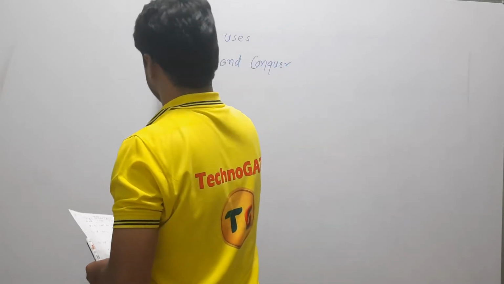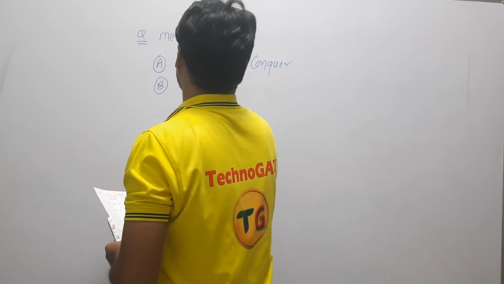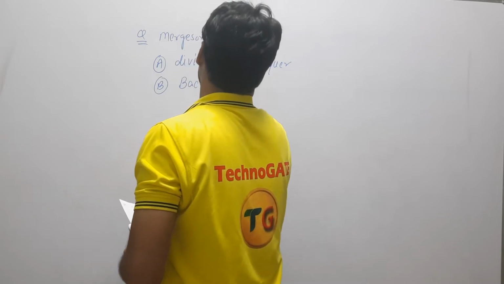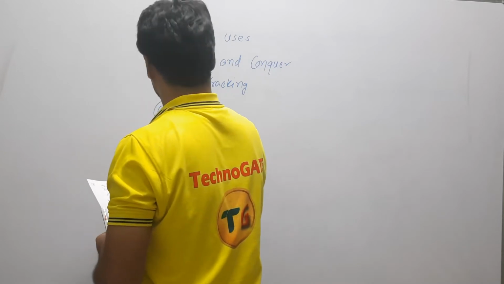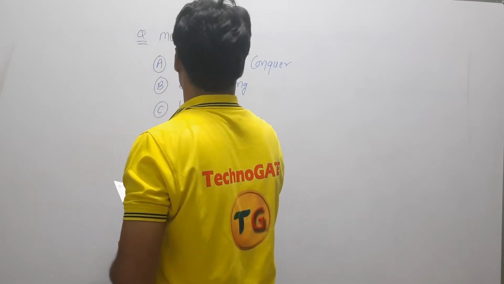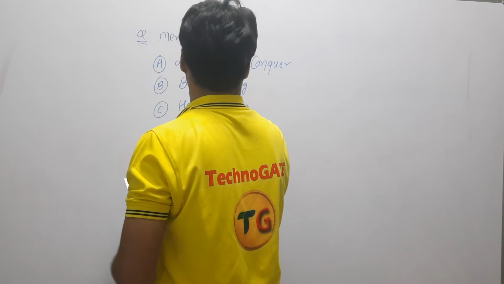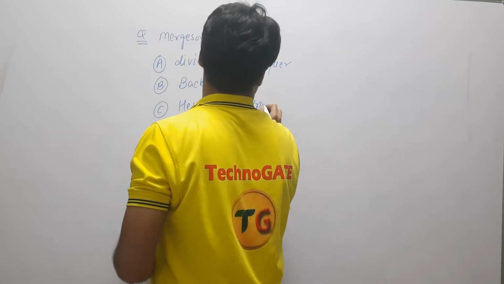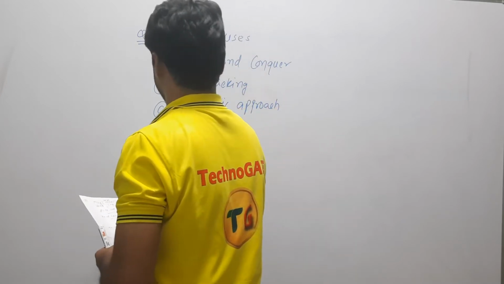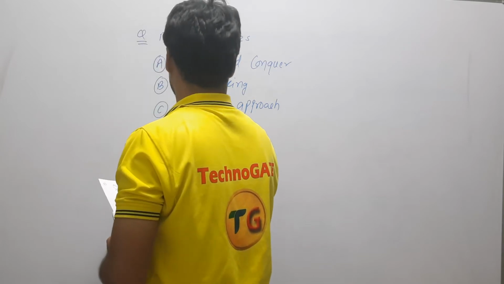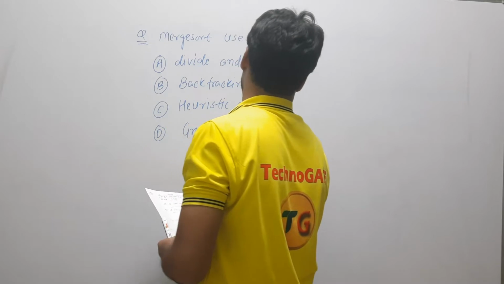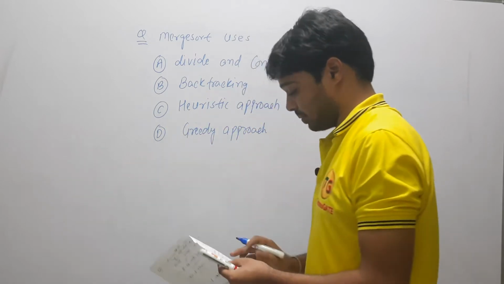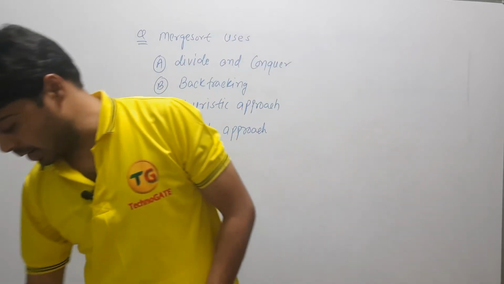B is backtracking. C is heuristic approach. D is greedy approach. Okay, so here let's check here.